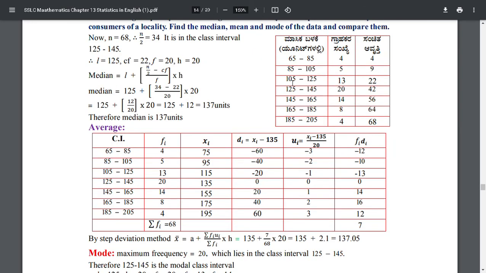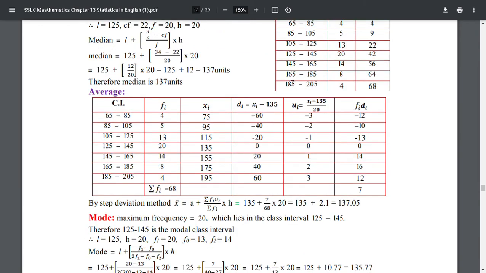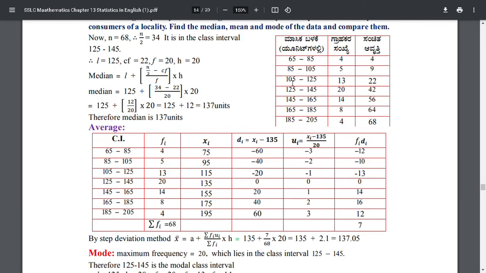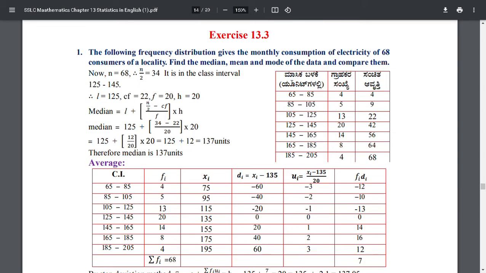In the table, we have electricity in units, consumers number, next CF, meaning cumulative frequency. 65 to 85, 4; 85 to 105, 5; 105 to 125, 13; 125 to 145, 20; 145 to 165, 14; 165 to 185, 8; 185 to 205, 4.